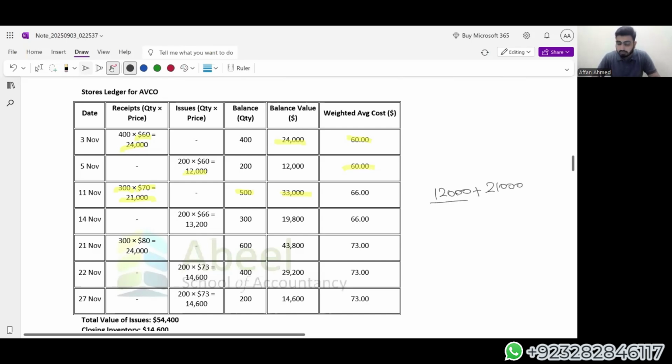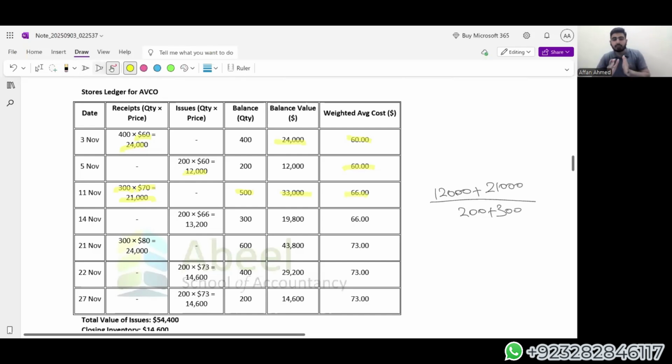This is the total cost of previous plus new inventory. Now the number of units existing were 200 and new are 300. So you can compute for yourself that 33,000 divided by 300 makes it 66. Okay. So 66 is the new average price with the new purchase.